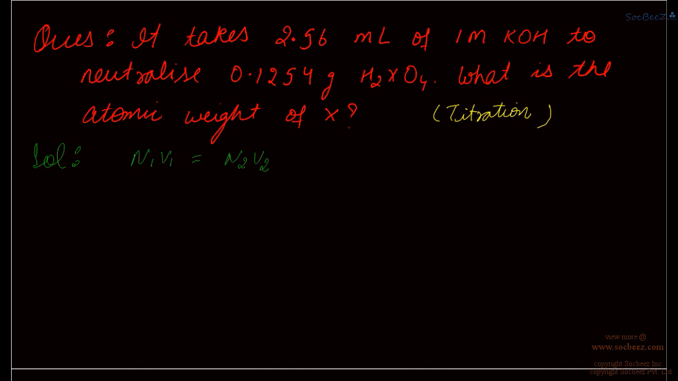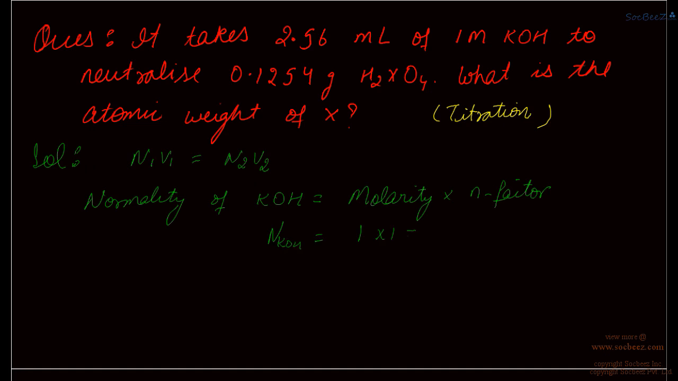So, since 2.56 milliliter of 1 molar KOH is being used, the normality of KOH is molarity into N factor. N factor is the acidity of this base. So the acidity of this base is 1, and therefore N factor also equals 1. Hence normality of KOH equals 1 into 1, 1N. The volume we are given is 2.56 milliliter.